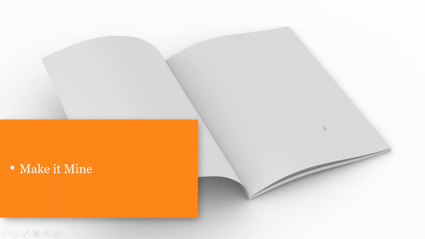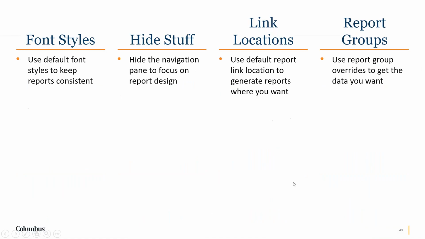All right, so the next couple, and I think I need to start speeding up here because I think I'm going to start running out of time, is making it mine. And we're going to talk about using font styles, hiding stuff, using link location to generate reports, where you want to put them in the library, and then in that report group, how you can do the same thing and override where things are actually going in your report.